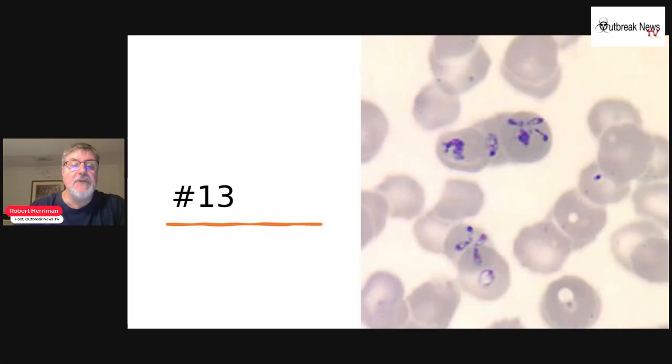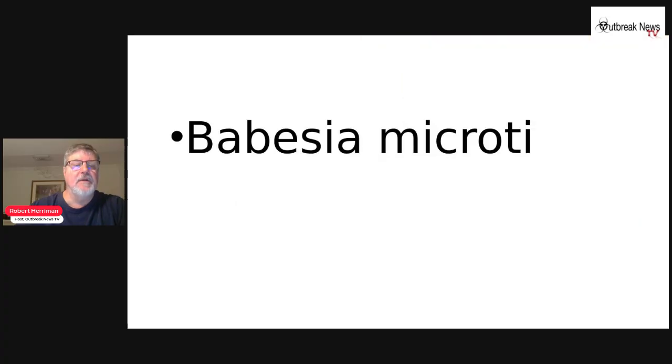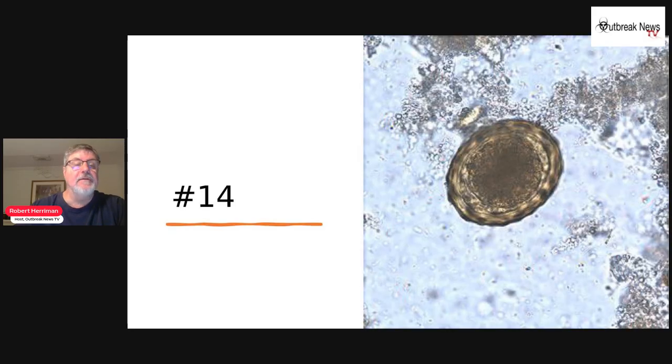Okay, and we do see some tetrad forms here. And the answer, of course, is something we went over in the last video, but a little bit differently. And that's Babesia microti. This is the tick-borne parasitic infection. If you don't see the tetrads or the vacuoles, it can be easily confused with malaria, Plasmodium. Number 14.